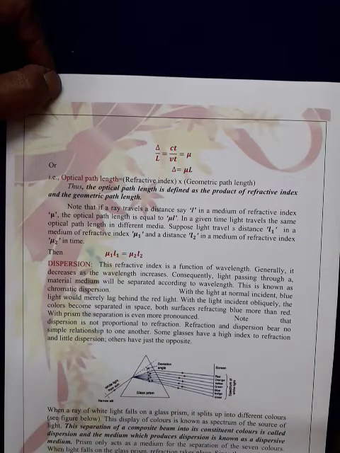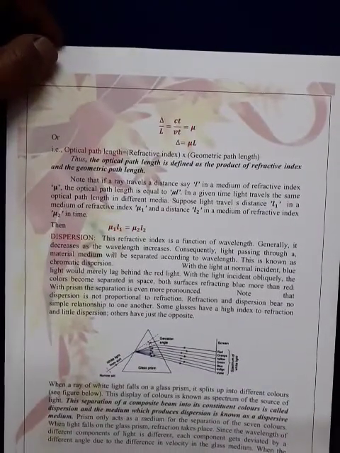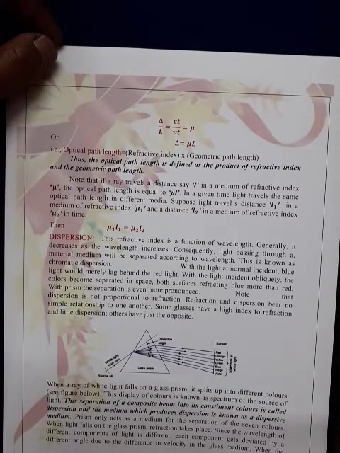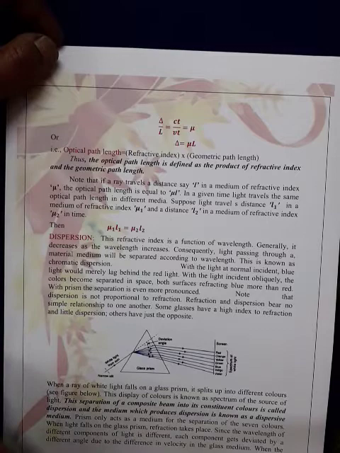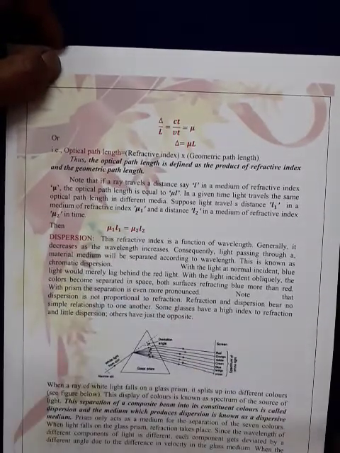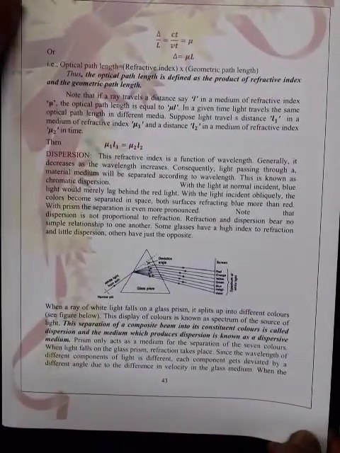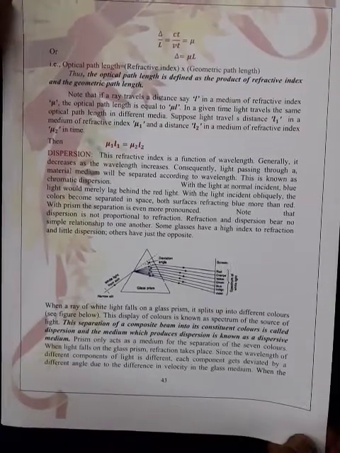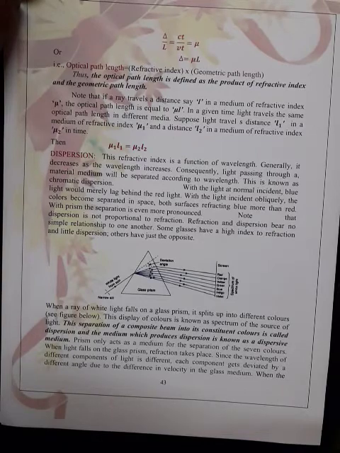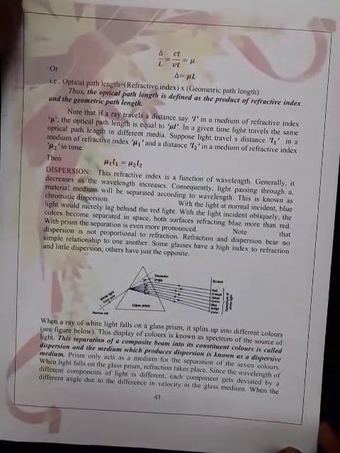Suppose the light travels a distance L1 in a medium of refractive index mu1 and a distance L2 in a medium of refractive index mu2 in the same time, then we can say mu1 L1 equals mu2 L2. Now the next basic concept required is dispersion. For a general purpose, we are going to discuss dispersion.